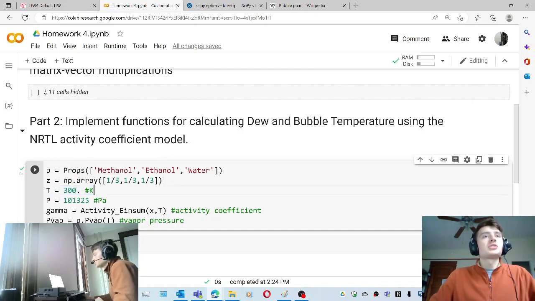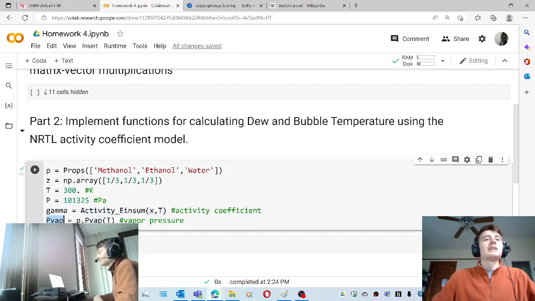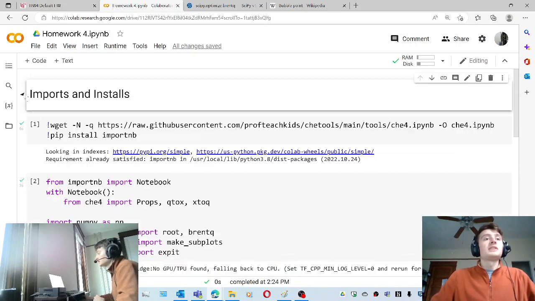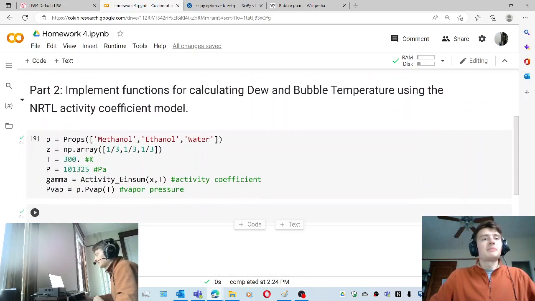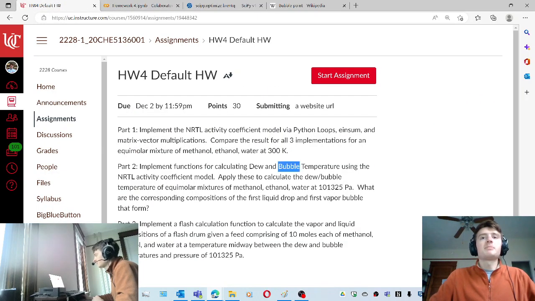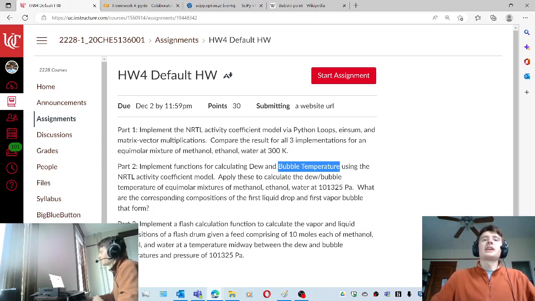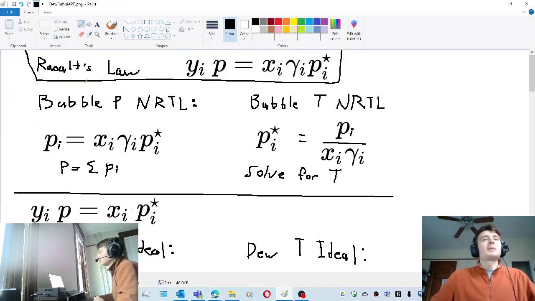Then we have the temperature and the pressure, which the problem tells us to use. And then gamma, which is the activity coefficient. I'm going to use the einsum activity coefficient. And for vapor pressure, I'm going to use PVAP, which is built into the CHE4 library I imported earlier. With all that in mind, let's get started on the bubble pressure and temperature using the NRTL activity coefficient model. If I go in here to my notes, I made a few quick notes that I copied over from Wikipedia.